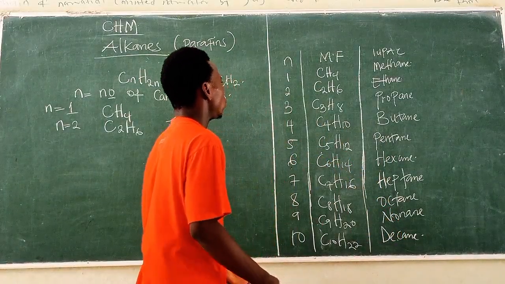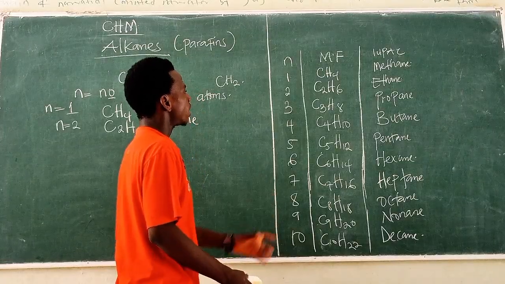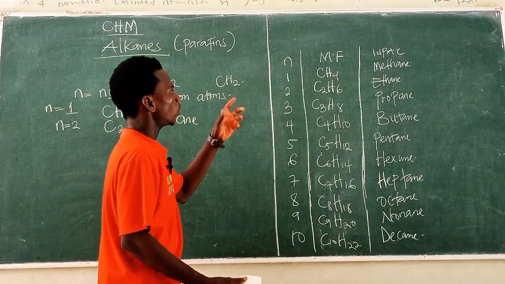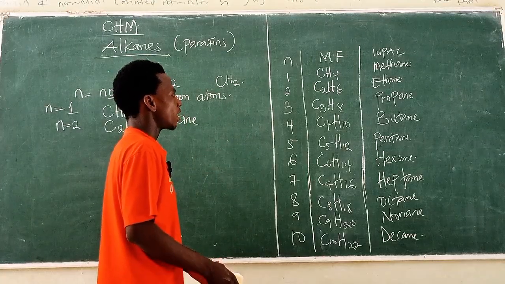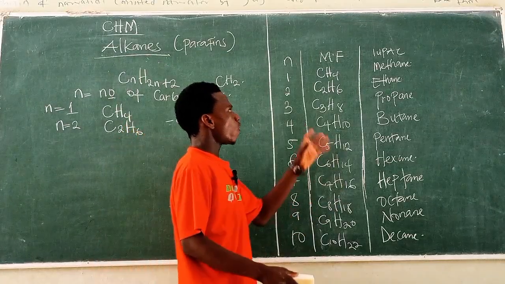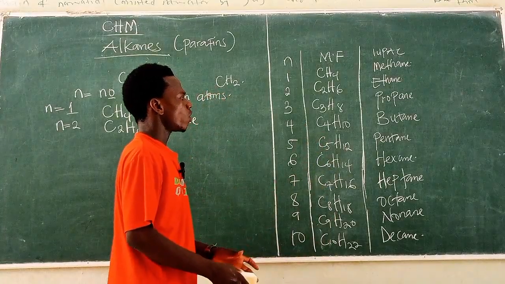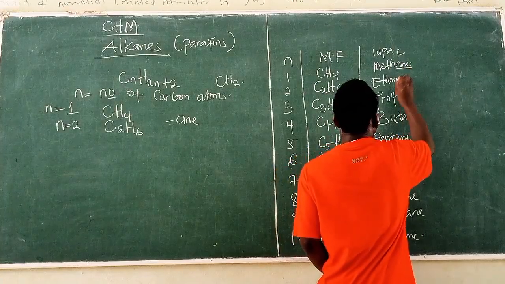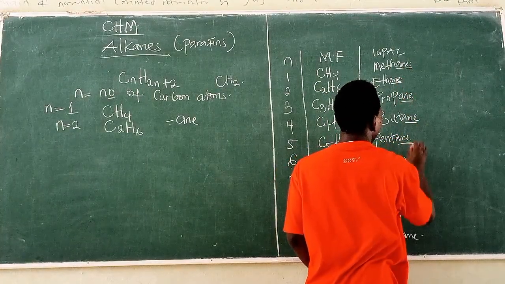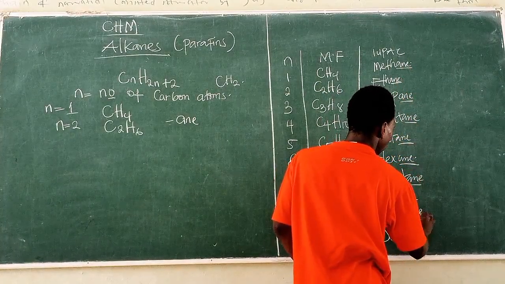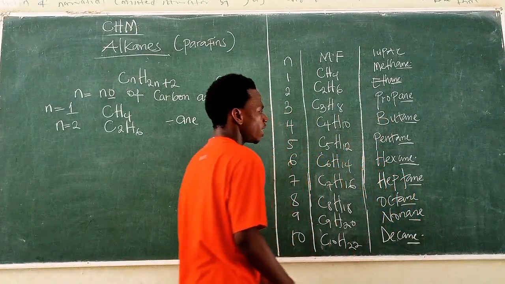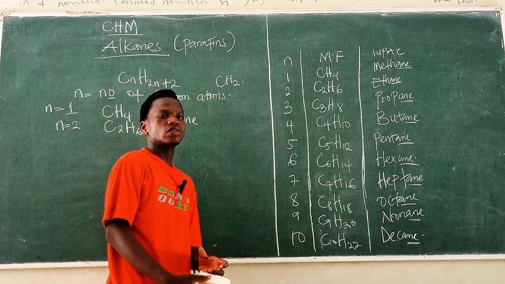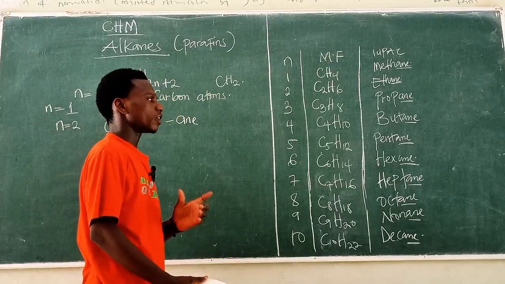Now, here is a table showing the first 10 members of the alkane family with their molecular formula and the IUPAC name. You can see that all 10 members of the alkane family have the characteristic ending -ane. This is what indicates that a particular IUPAC name given for a particular compound is an alkane.